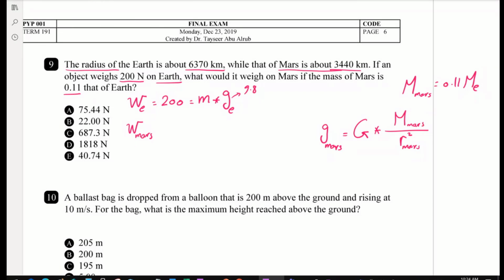How to behave in this equation? We can change the mass of Mars to 0.11 mass of Earth. So I will write it down, 0.11 times the mass of Earth. You need to do the same with the radius. Divide the radius of Mars over the radius of Earth. Can you do that? The radius of Mars over the radius of Earth gives you what? Could you please do it?